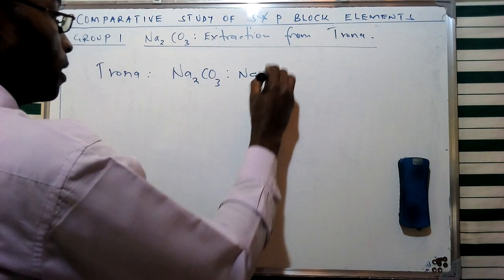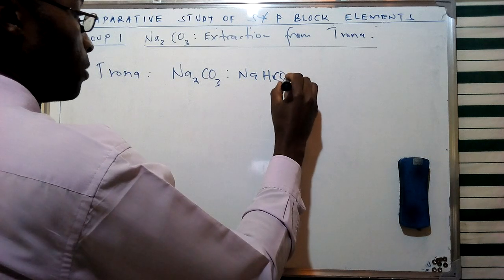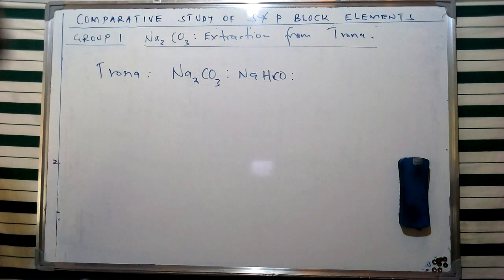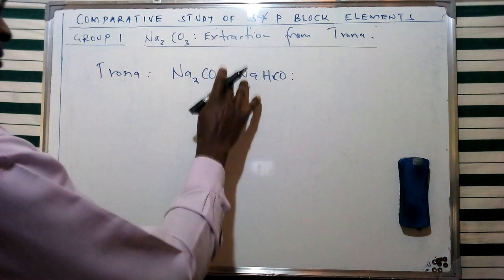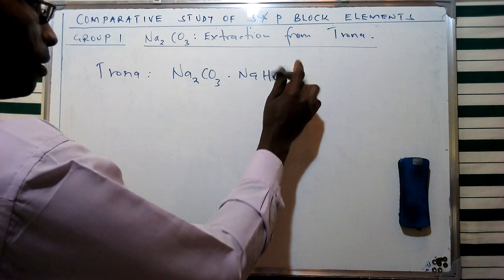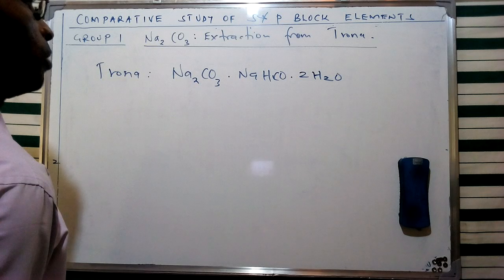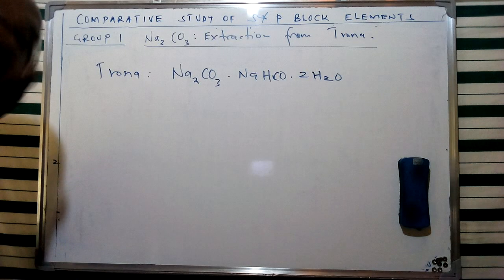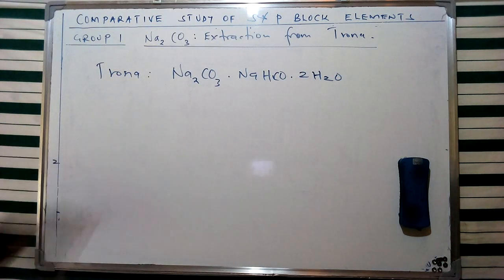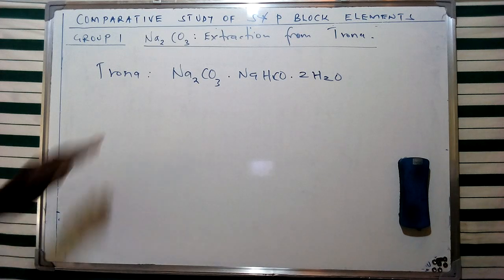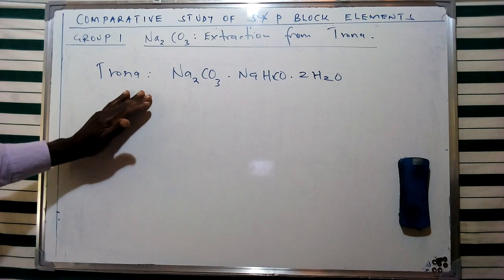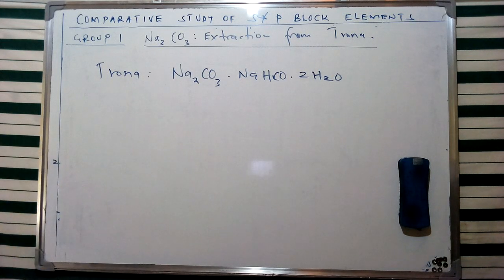So we're going to have sodium hydrogen carbonate and sodium carbonate, and we shall just have this as a complex or just a salt given as such, which is a double salt, which is hydrated, and this is referred to as Trona. Now when this compound is heated at a temperature of 200 degrees Celsius, it's going to decompose and form sodium carbonate, which is soda ash.